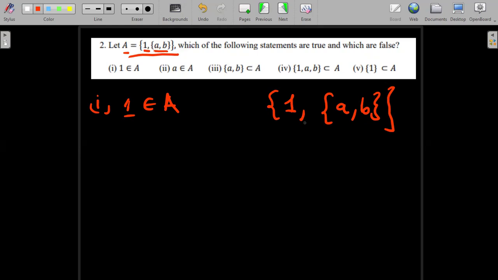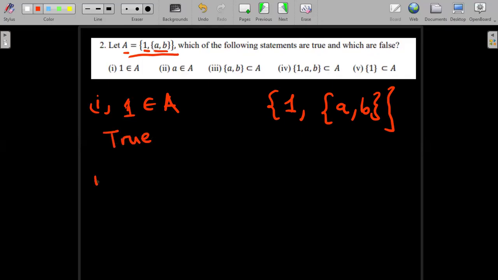All right. So the other one, as we said, is the set containing A and B. That's the other element that is in here. So is 1 a member of this set A? Yes, 1 is a member of this set A, meaning this statement is going to be true.